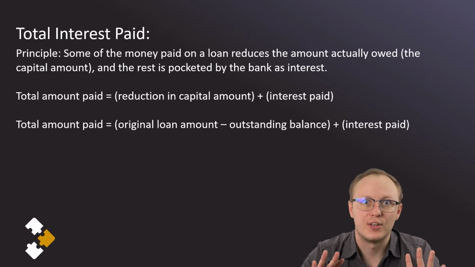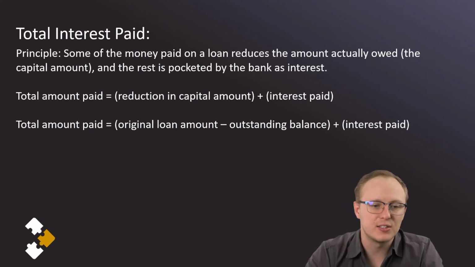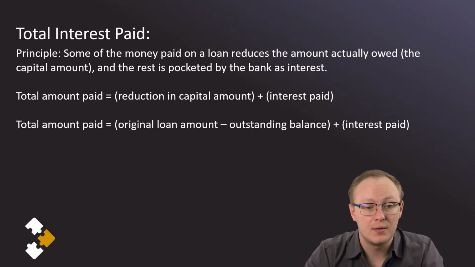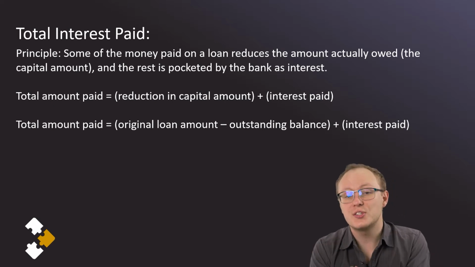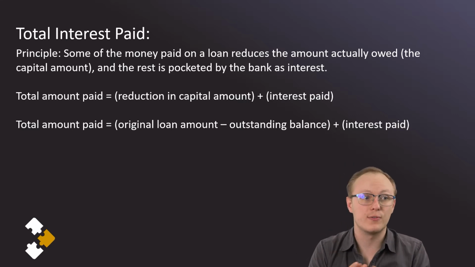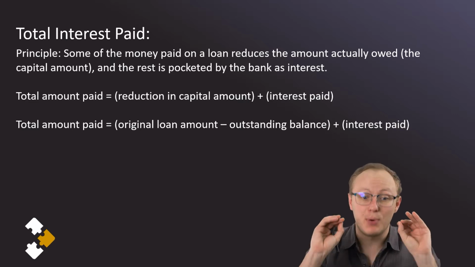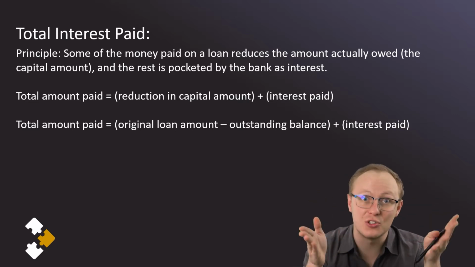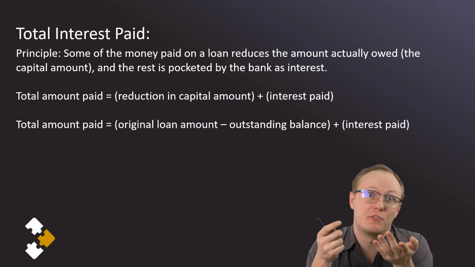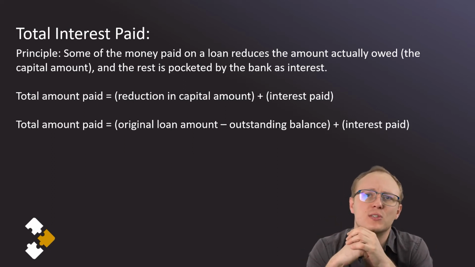Okay, right. So now we are going to look at the total interest paid. Here the principle is that some of the money paid on a loan reduces the amount you actually owe, and that's called the capital amount. The rest of the money is pocketed by the bank as interest, and that is how they make their money. Otherwise, why would they lend you money if they weren't going to profit off it in some way?